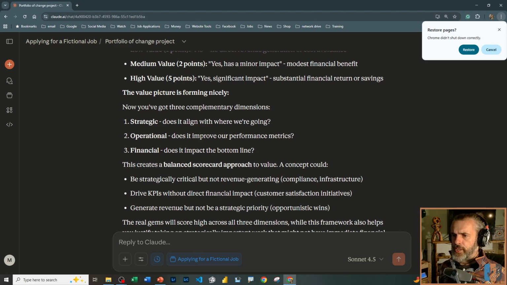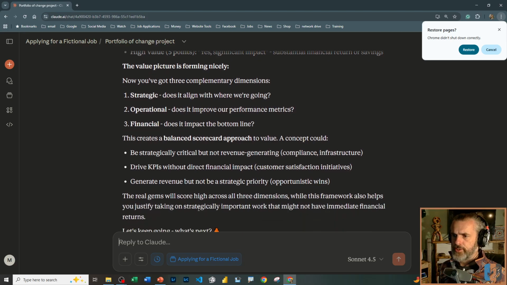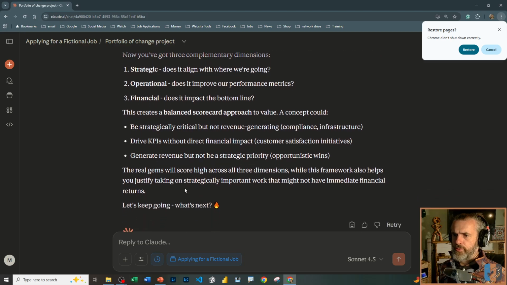Be strategically critical but not revenue generating. Compliance and infrastructure. Drive KPIs. Generate revenue but not be a strategic priority. The real gems will score high across all three dimensions, while this framework also helps you justify the non-strategically important work that might have immediate financial returns.